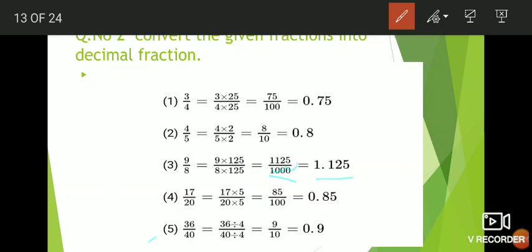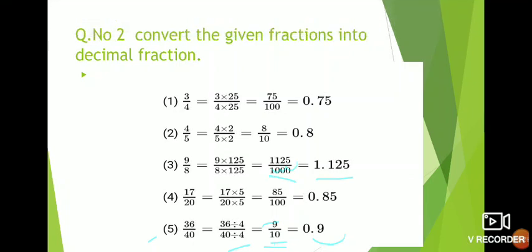And the last, fifth one, see, 36 upon 40 is there. Now 36 and 40 are both divisible by 4, because both are present in the 4 table. 4 nines are 36 and 4 tens are 40. So 9 upon 10 is there. Only one digit we have to count, that is 0.9, students.